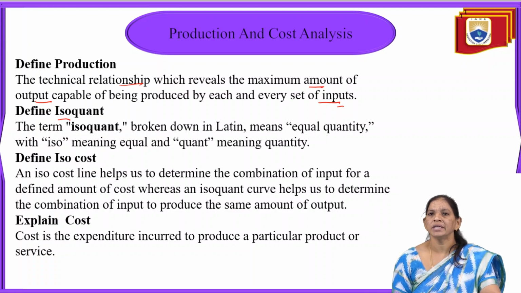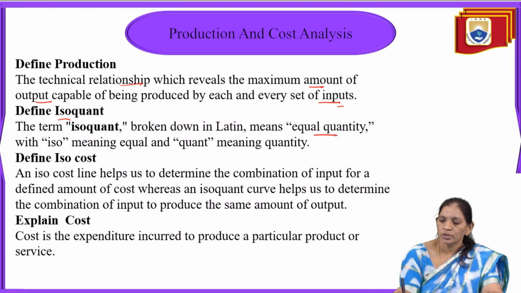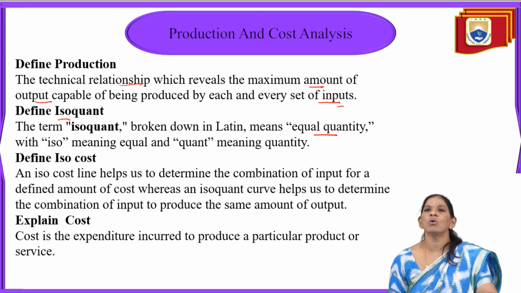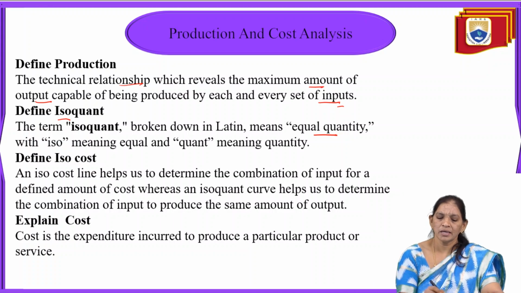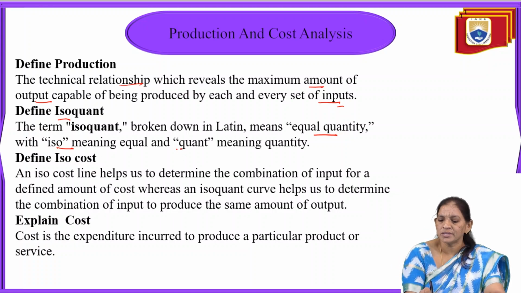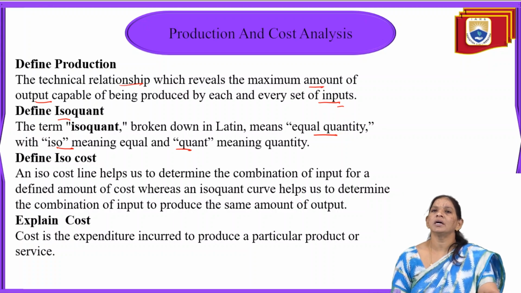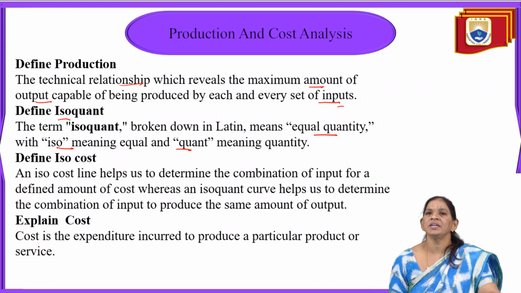Next one, define isoquant. The term isoquant is broken down from Latin, which means iso and quantity. So it is called equal quantity. Iso means equal and quant means quantity. Whatever combination of inputs we gather in order to get the output, if the output we get is in the desired or equal quantity, we call it isoquant.